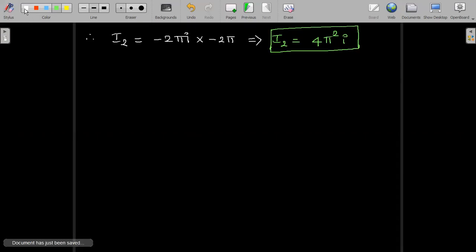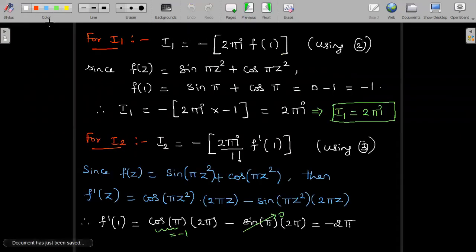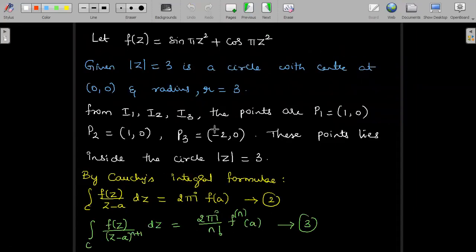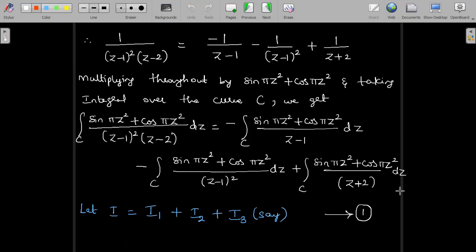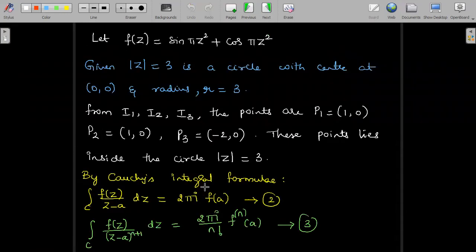Now we will move on to the third one. The third one is I3. So let us write down the expression for I3. First look into the integral I3. I3 is nothing but integral over c of sin pi z square plus cos pi z square divided by z plus 2 dz. Okay, since I3 is positive, I will have plus of the expression z plus 2. So it is an application of Cauchy's integral formula. So equation 2 we are going to apply.